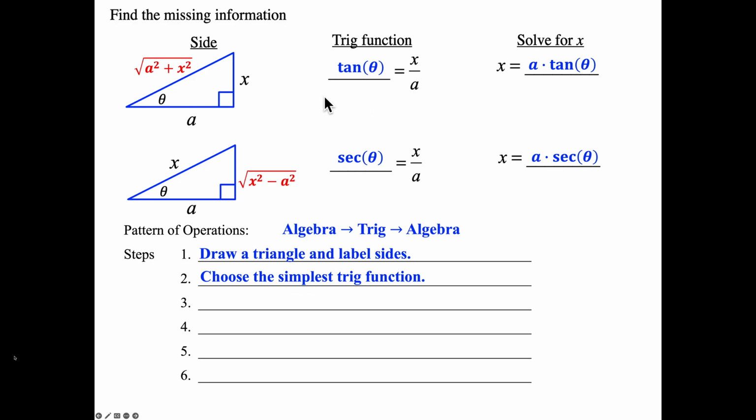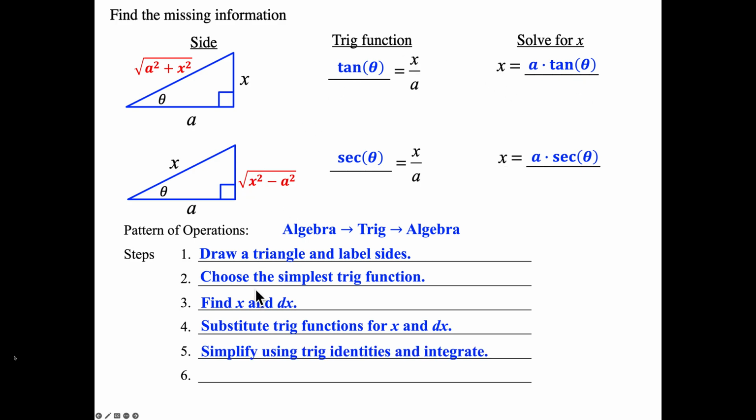Number 2, choose your simplest trig function. Again, we're always looking for x over a. That's your goal. Solve for x, and once you find x, you're going to take the derivative of both sides. We're going to substitute in the x and the dx into our integral. We're going to simplify using trig identities, integrate a simple trig integral, and then replace all your trig functions of theta with x values based on the triangles that you created.